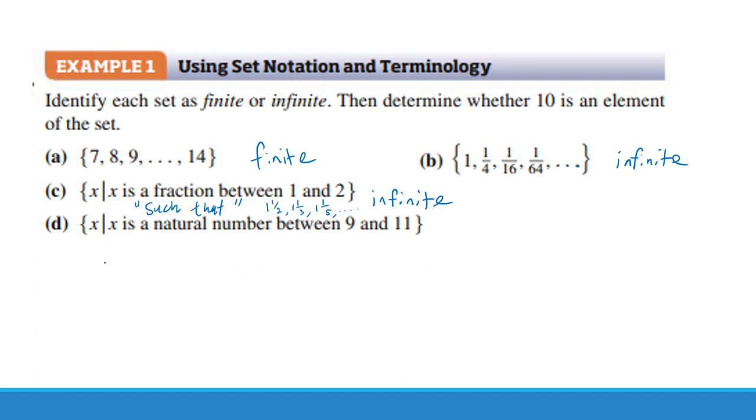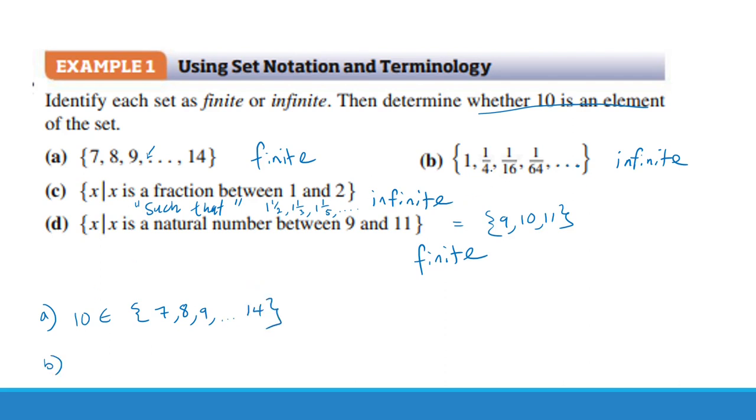In part D, x such that x is a natural number between 9 and 11. Well, this set is going to be equivalent to 9, 10, 11. These are natural numbers, and so there's just 3 elements in this set. In part D, this is just a finite set. Now for the second part of the question, determine if 10 is an element of the set. In part A, 10 is going to be an element of the set because we're just counting 7, 8, 9. 10 is going to be in this set here. It's in between 9 and 14.